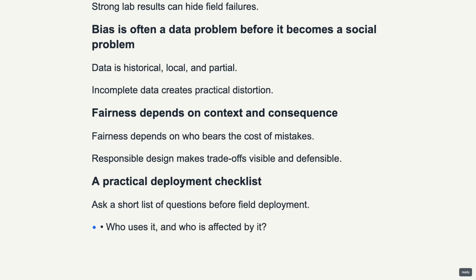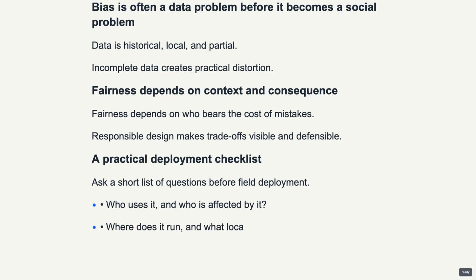A system often affects more people than the direct user. Operators, residents, regulators, and bystanders can all carry consequences even if they never touch the device. Location changes everything from sensor quality to model behavior. Weather, power, maintenance access, and local patterns all shape whether the device behaves well.